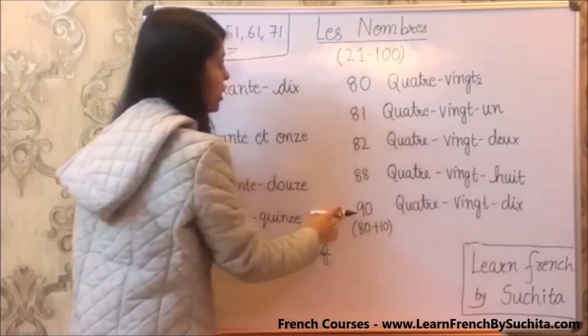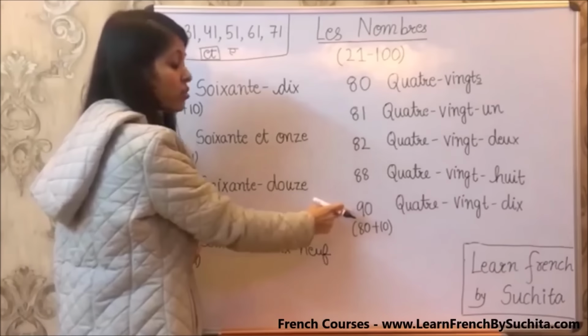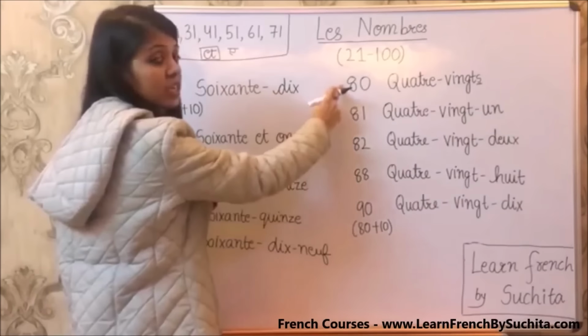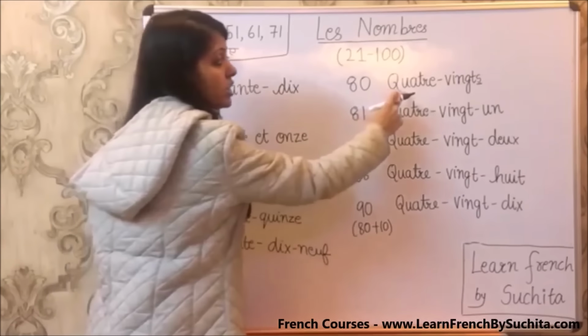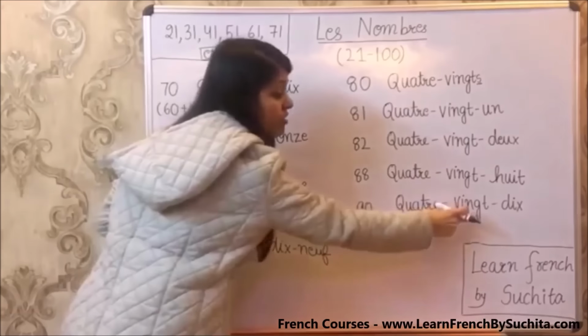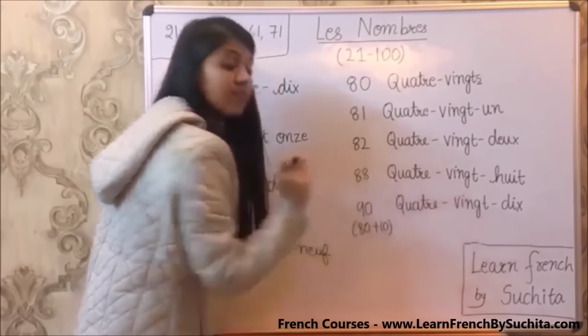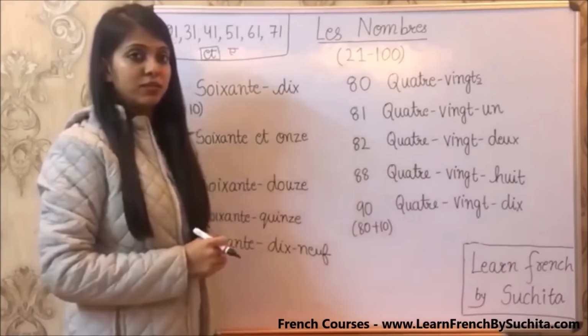88, quatre-vingt-huit. Now, just like 70, 90 does not have any special word for itself. So 90 would be formed from 80. 80 plus 10 will give me 90. 80 was quatre-vingt without an S, of course. So 80 and 10 is pronounced as quatre-vingt-dix. So 90.